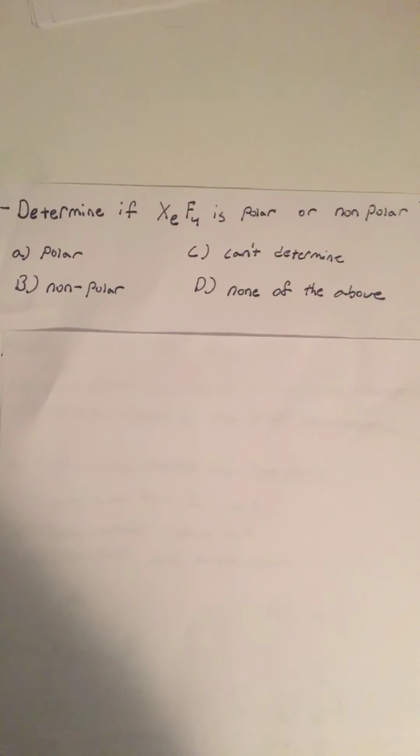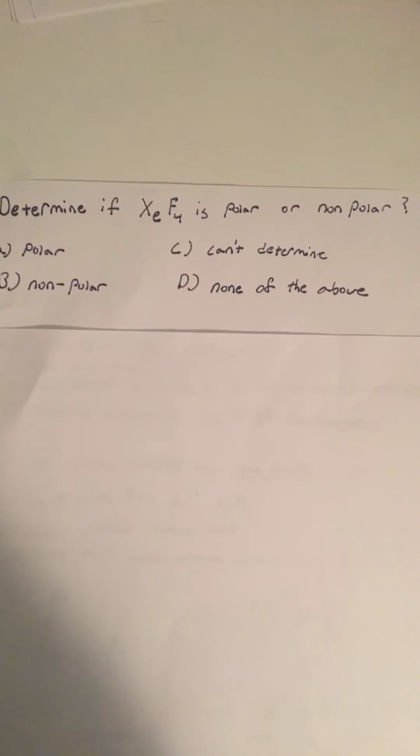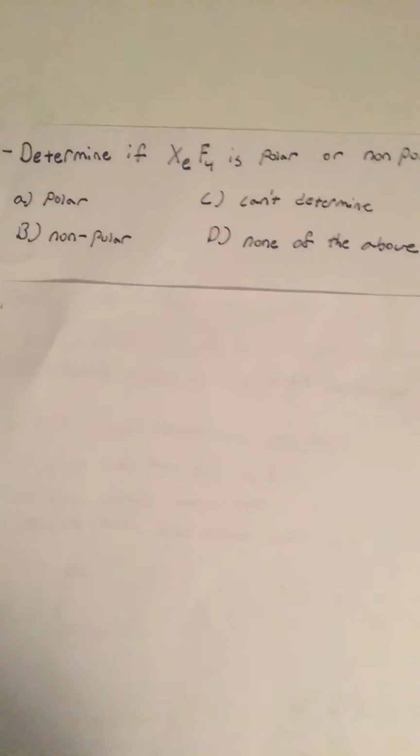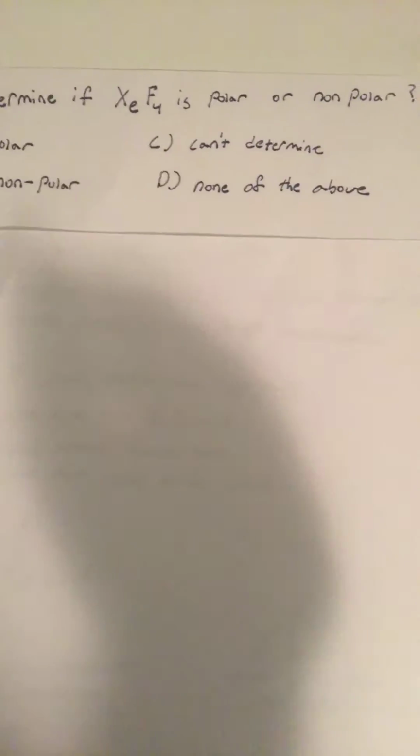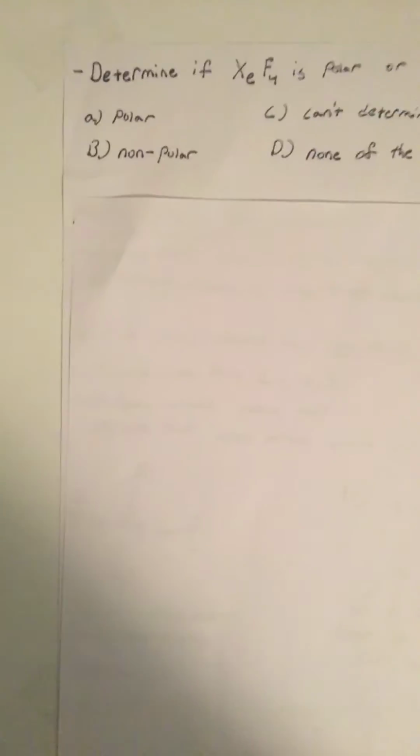Alright, in this problem we have to determine if xenon tetrafluoride is polar or non-polar. How do you determine if a compound is polar or non-polar? Some people might use unequal versus equal sharing of electrons. However, how I determine if a compound is polar or non-polar, I follow a set of rules. So what are those rules?